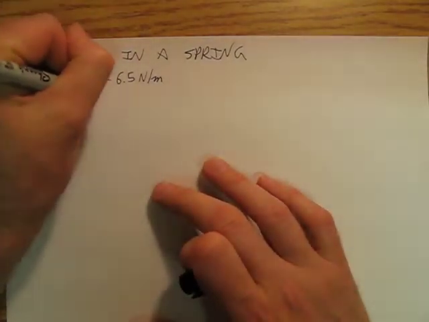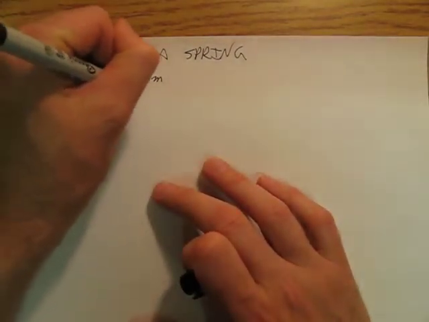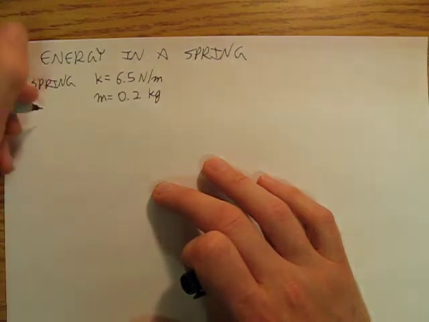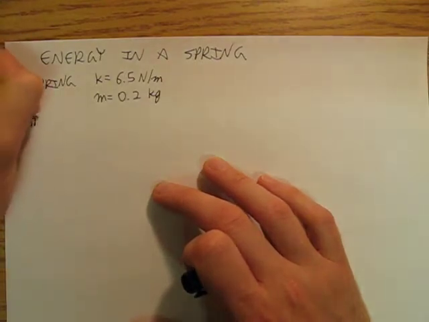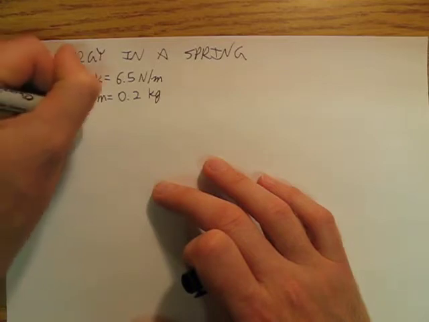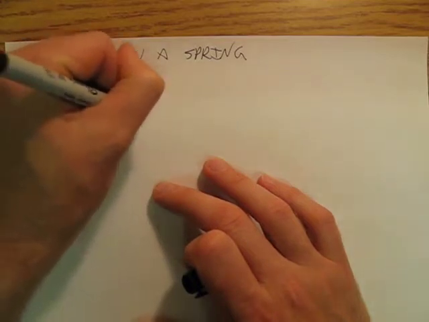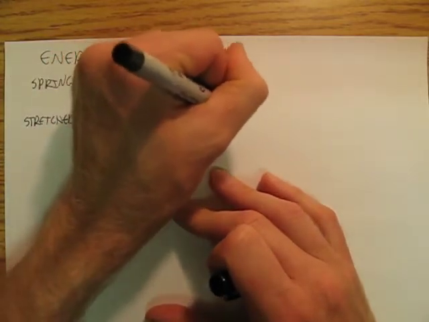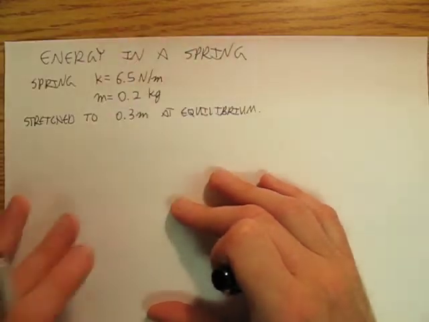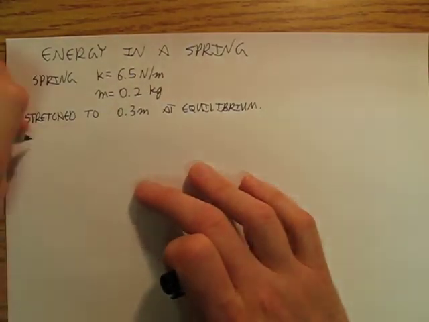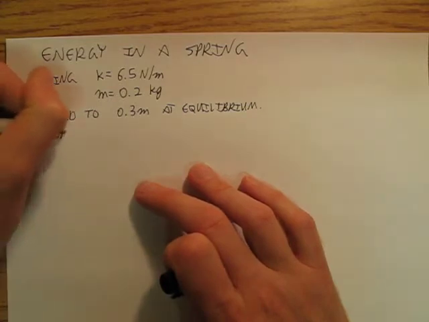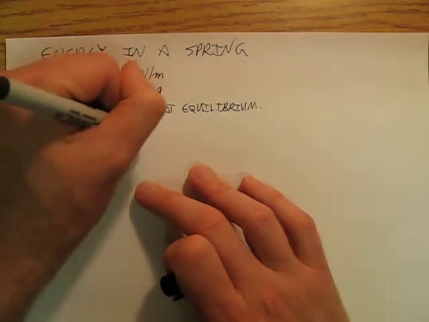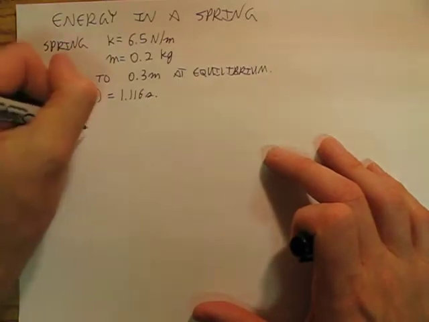And then we said that we attached a mass of 200 grams, so 0.2 kilograms, to it, and it's stretched to 0.3 meters at equilibrium. And the time for the period T for one bounce we said was 1.116 seconds.